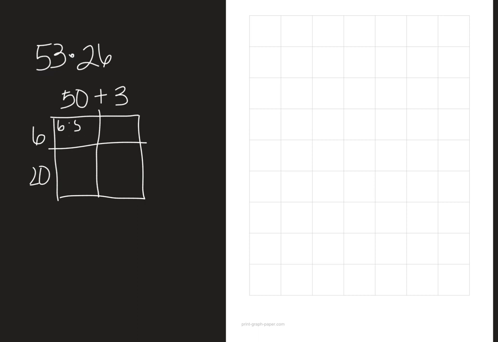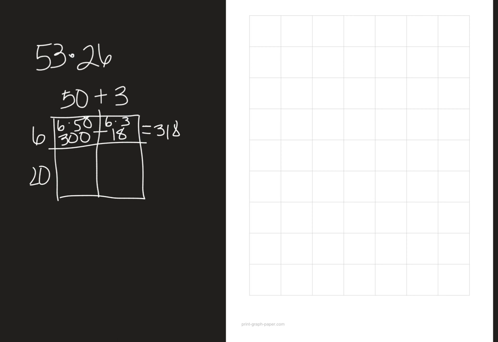So 6 times 50, well 6 times 5 is 30. And then we need to add a 0 because there's a 0 in that 50. And 6 times 3 is 18. Now that's 318. We're just going to add those up.